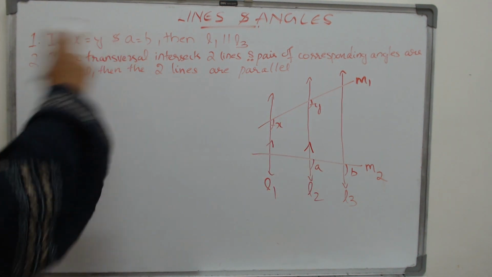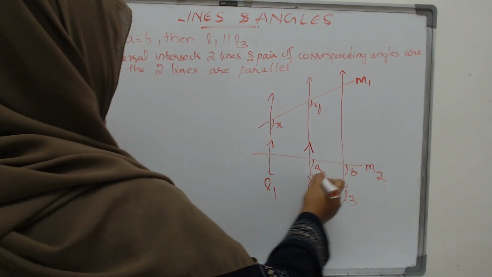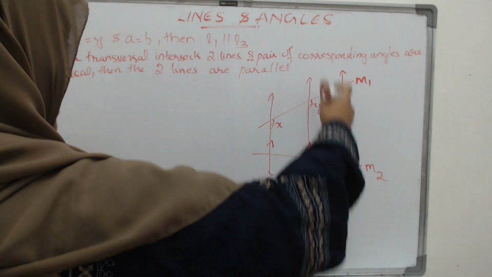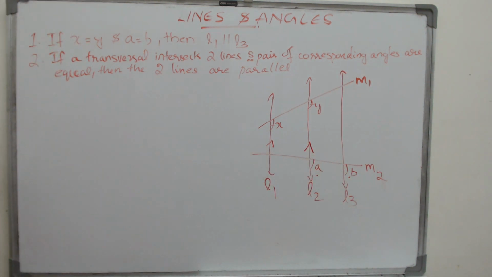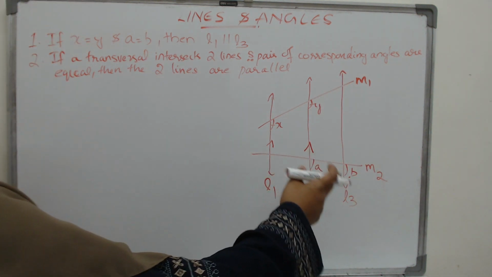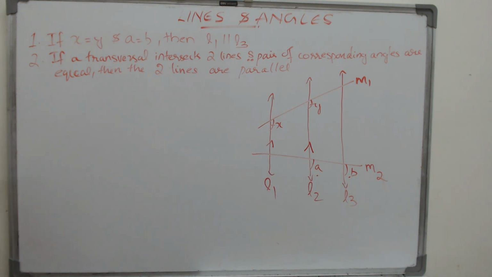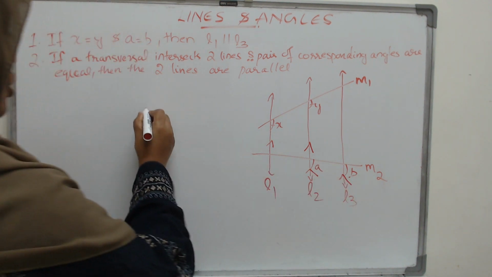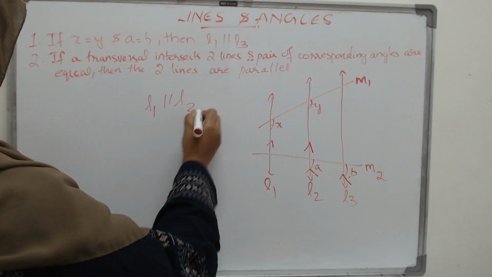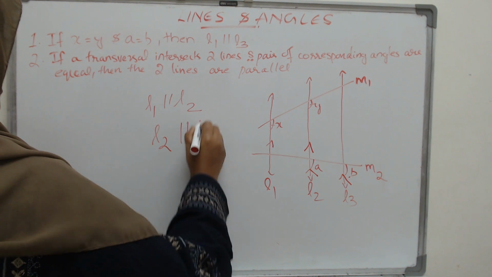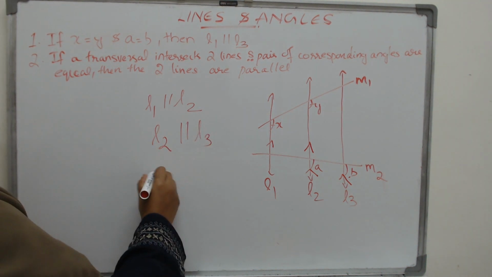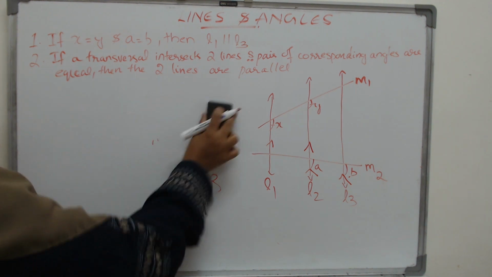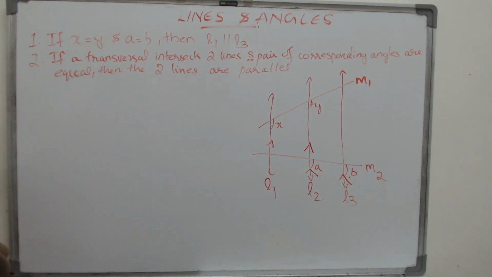Now look at the next information given. A and B are equal when you have two lines and a third line cuts them in such a way that the corresponding angles are equal. What does that mean? These two lines are also parallel. So first you proved L1 parallel to L2. Second, you proved L2 parallel to L3. That would mean L1 parallel to L3. So the first statement is correct.